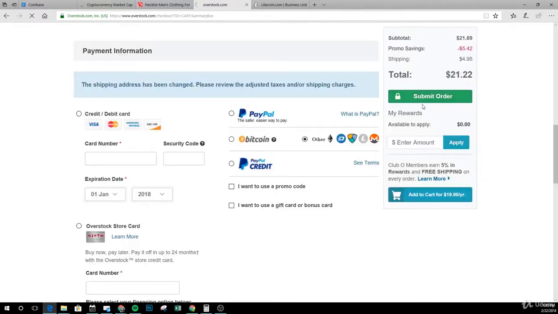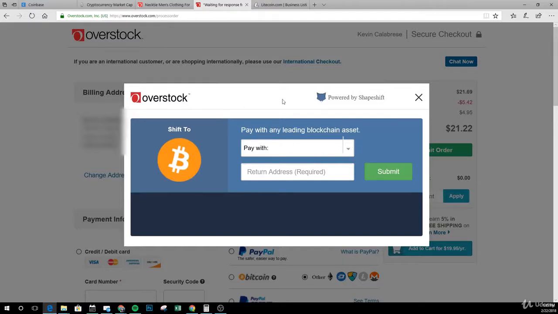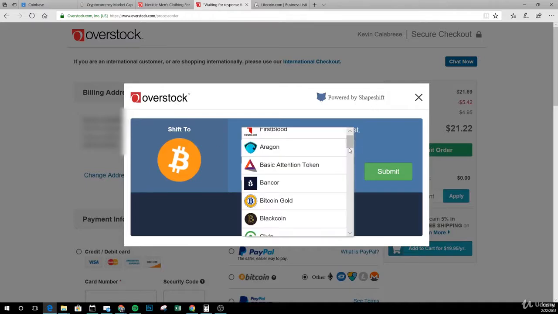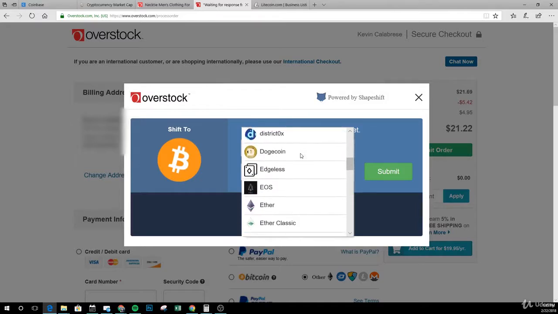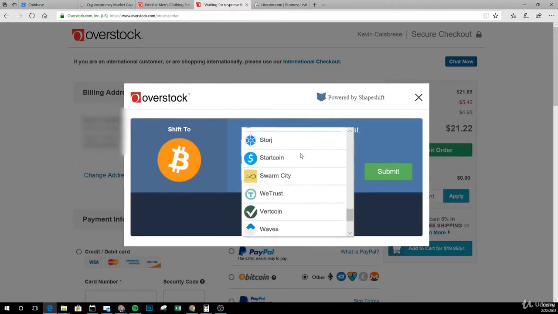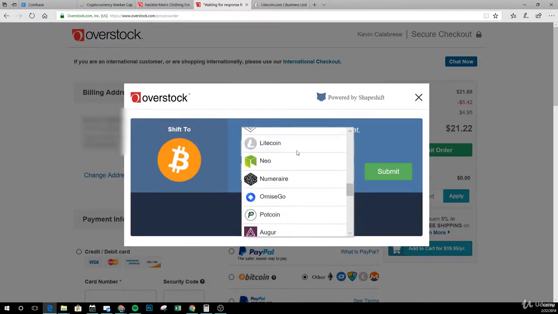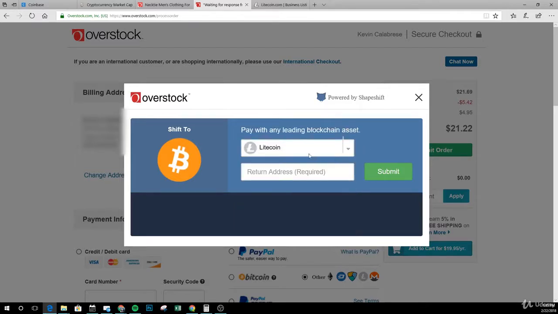we'll see what happens. So after I hit on submit order, this box comes up and it says Overstock powered by Shapeshift, and then we can select the cryptocurrency that we want to use. So we'll go down to, and wow, there are a lot of them here, but we'll go down to Litecoin. Let's see, where was that? I might have passed it up really quickly there. Here we go, Litecoin. That's really cool. I mean, there's like dozens of cryptocurrencies accepted there.